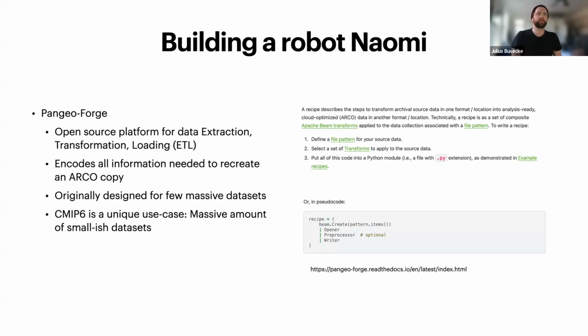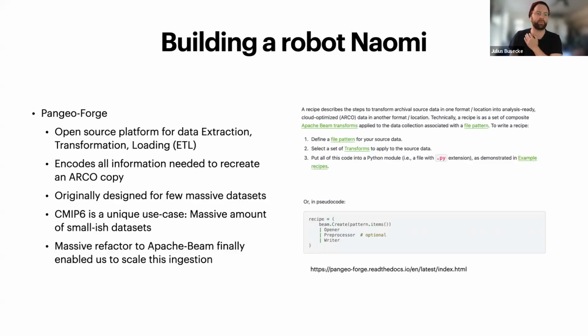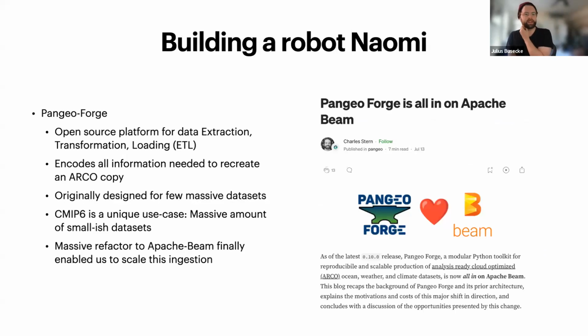I think the canonical thing was very large data sets, but few of them. And I think what makes CMIP6 so challenging is that each data set isn't that big. It's just a massive amount of different data sets that each potentially had their own quirks. And I think the thing that made this all possible is the refactor of Pangeo Forge to use Apache Beam throughout the whole package. And I just wanted to give a massive shout out to, in particular, Charles, but also all the other Pangeo Forge maintainers for actually making this work.